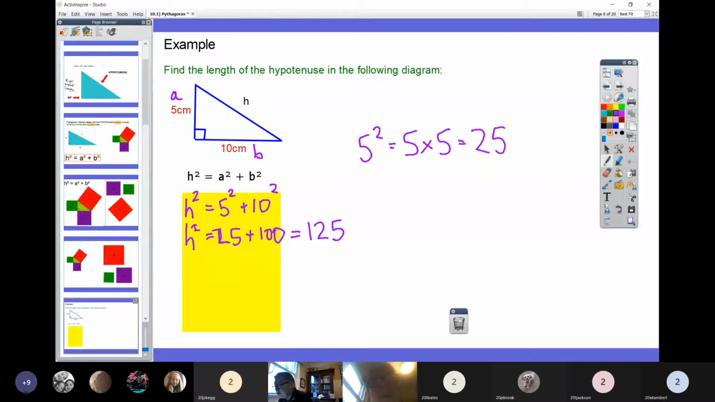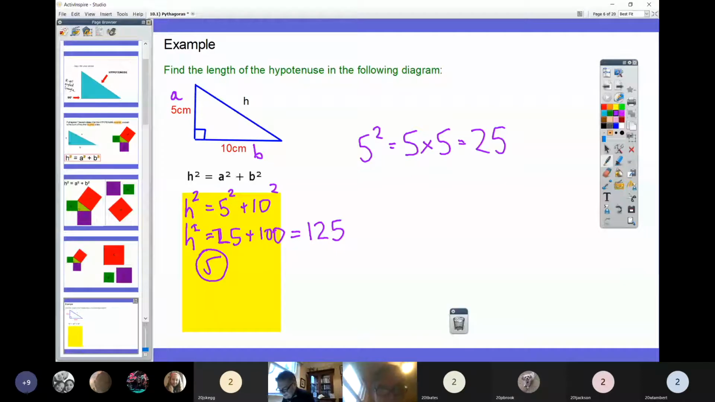Now, how do you undo squaring? What's the inverse operation to squaring? Well, if you remember from a few lessons back, we looked at it, it was square rooting. So square rooting undoes a squaring. So we are going to square root both sides.